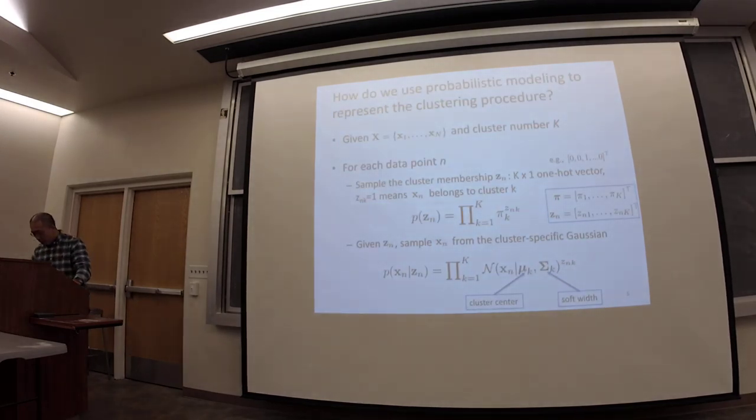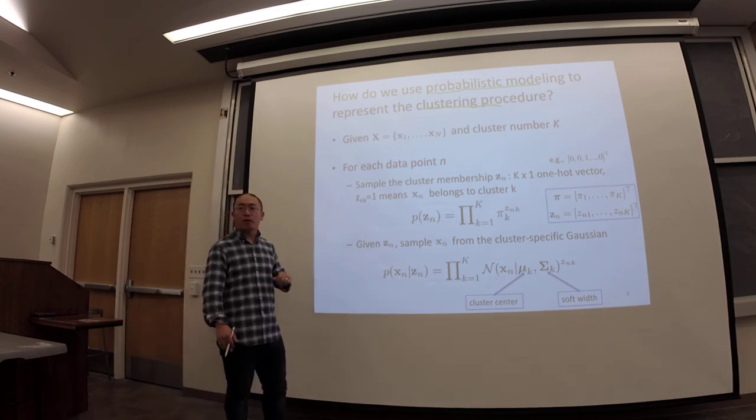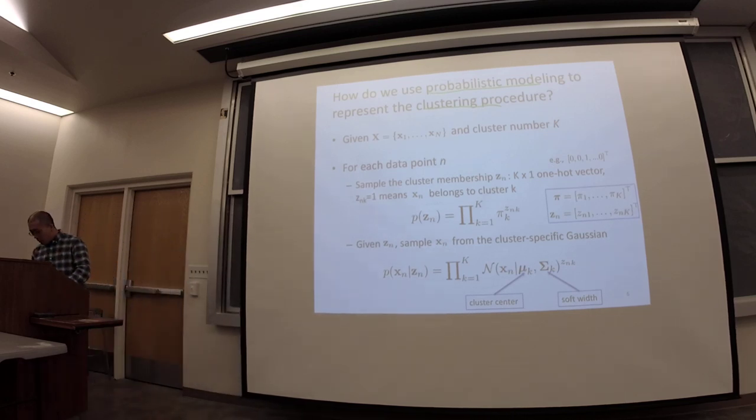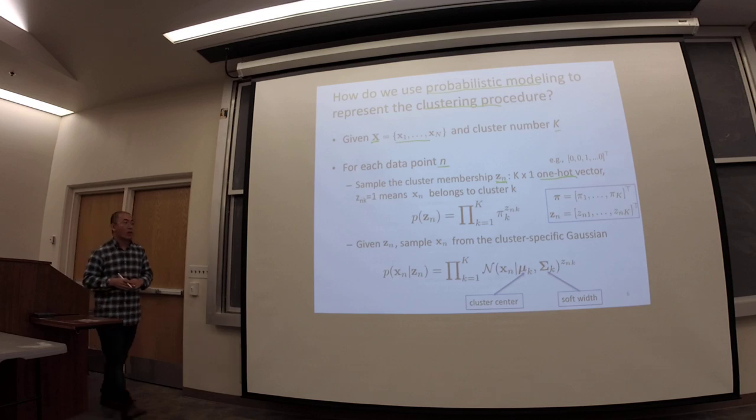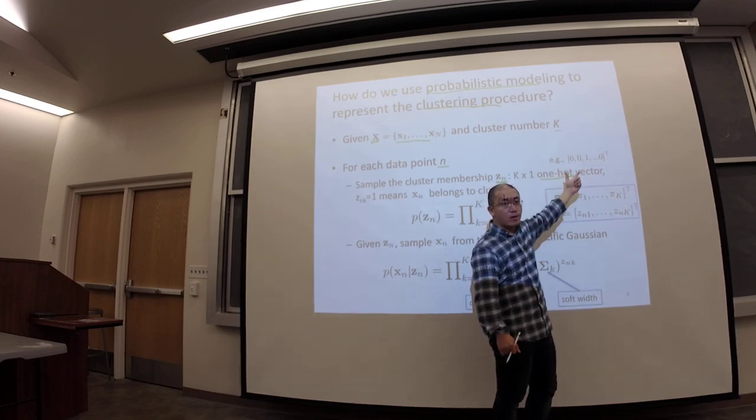Now, we want to know how to use probabilistic modeling to represent the clustering procedure. Namely, I want to use a sampling procedure to describe this clustering procedure. How can we do that? Suppose we are given N data points and cluster number K. Here's a sampling procedure. For each particular data point n, I will first sample a cluster membership z_n, because we have K clusters. This cluster membership z_n is a K by 1 one-hot vector. One-hot means that only one element is 1 and all the other elements are 0. This non-zero element corresponds to the cluster the example belongs to.